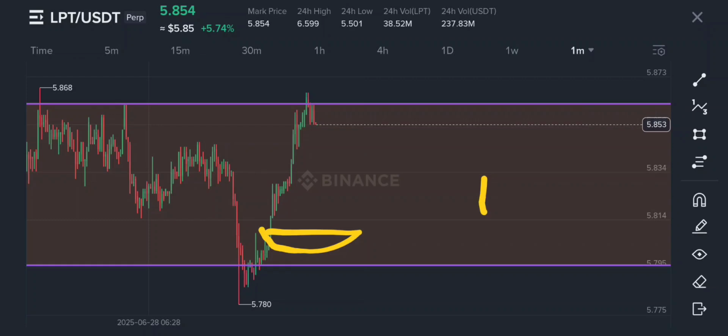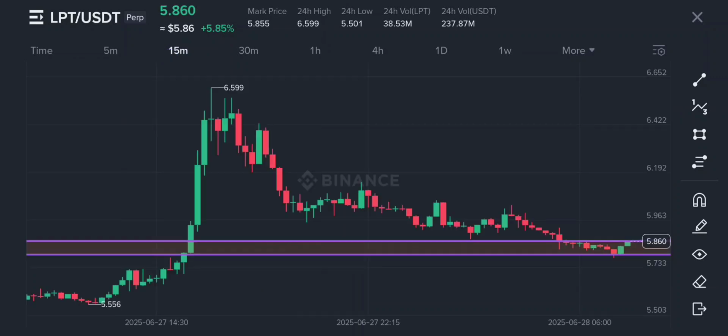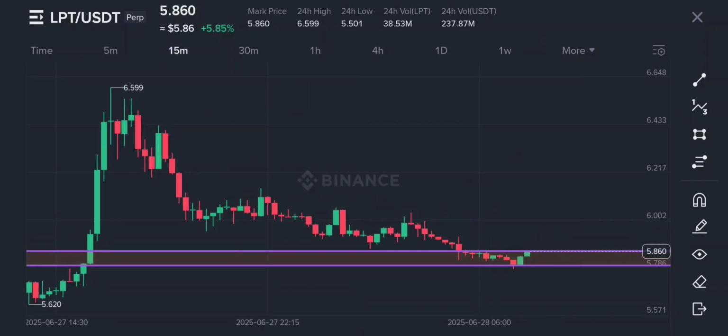Alright guys, this is how this strategy works. You can see how it is giving us very good entries. I will also drop another video. I am expecting this thing to go all the way up.